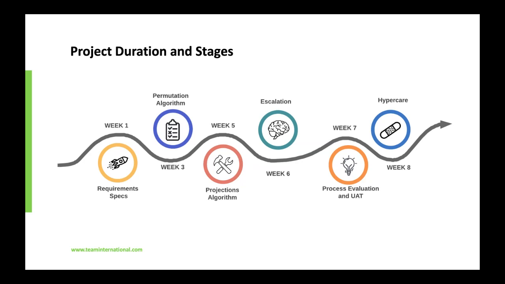Then once these two algorithms were created and were operating properly, the next step was escalation. Escalation corresponds to, okay, we can answer the scheduling question for one branch. What do we need to do to answer for 1,000 branches? That's where the escalation of the process came.